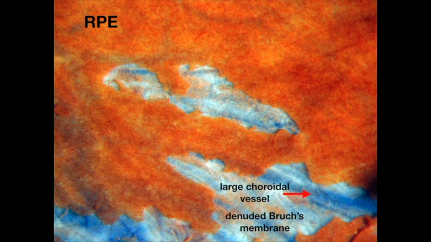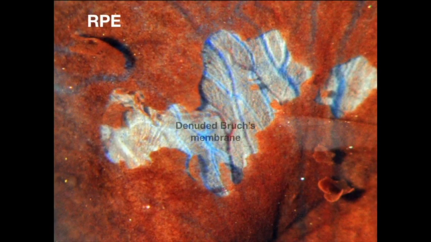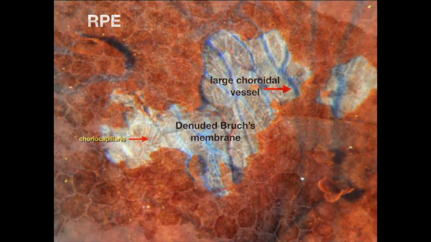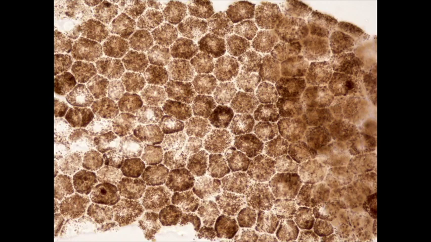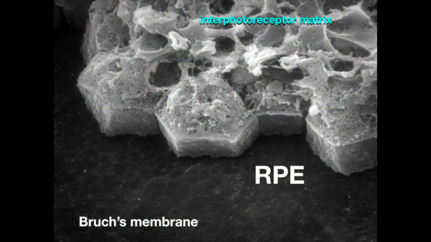In this macro photo, parts of the RPE have been removed, disclosing Bruch's membrane. Large vessels are seen in the underlying choroid through denuded Bruch's membrane, which is largely transparent. In this focally denuded specimen, some of the smaller choroid capillaries are visible, in addition to the larger choroidal vessels. The hexagonal mosaic of the RPE cells is seen in this flat preparation. The scanning electron micrograph shows the hexagonal RPE cells forming a monolayer on the inner surface of Bruch's membrane. Some of the cells are hidden by inner photoreceptor matrix material.